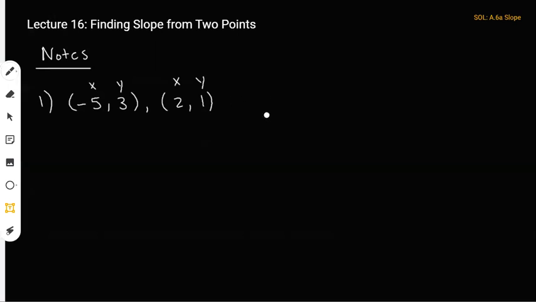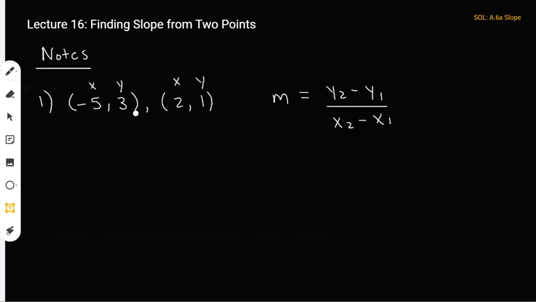And what we want to use is the slope formula. M equals y2 minus y1. That's going to be what's at the top of the fraction. And then the bottom of the fraction is going to be x2 minus x1.